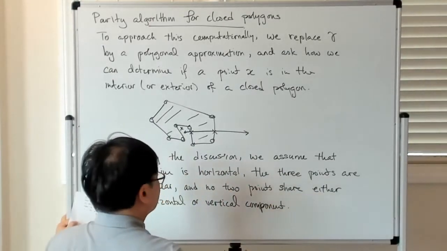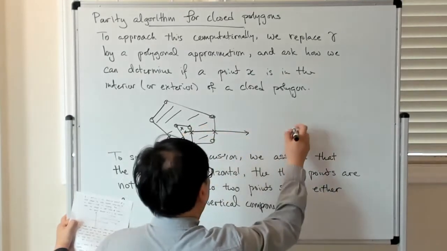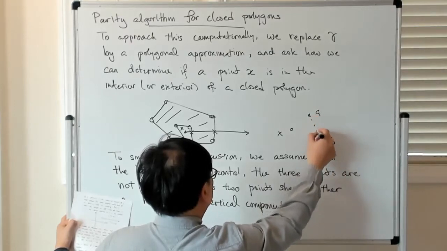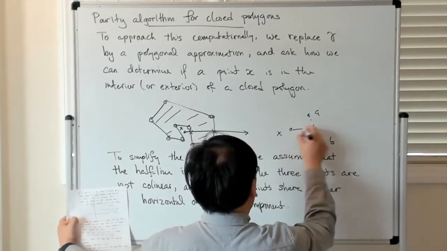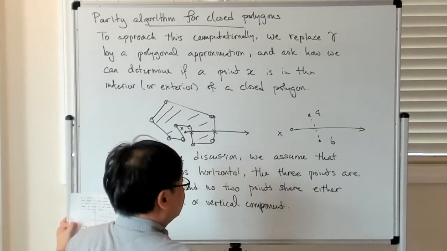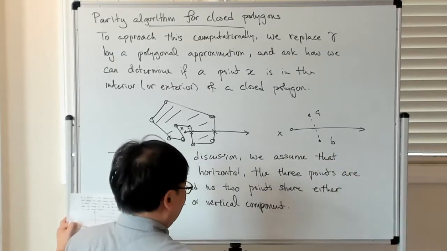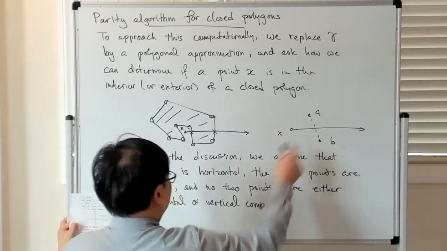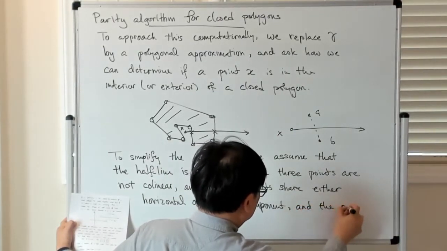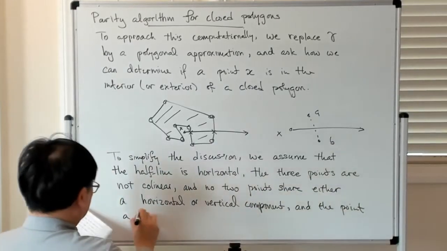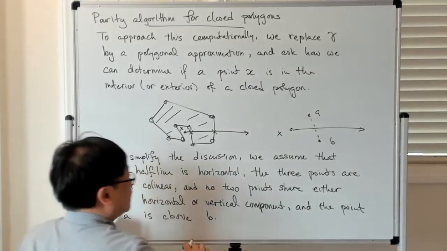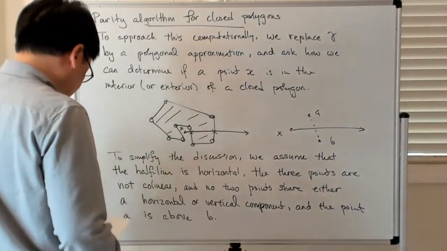And then there's one further assumption. Let me draw that picture. Imagine you have the point X, and a point A and a point B, which denotes that line segment, or that edge. The line emanating to plus infinity is the half line. We're going to assume A is on top of B, so the point A is above B. Those are the assumptions we're going to make.